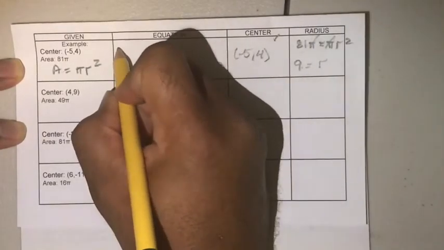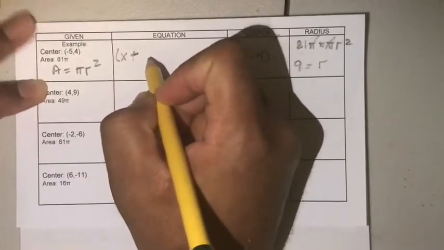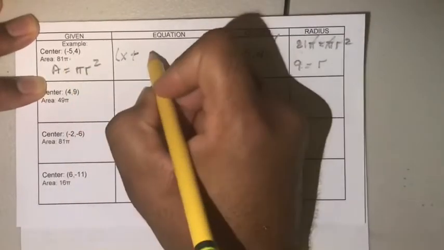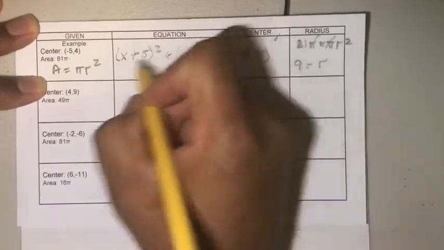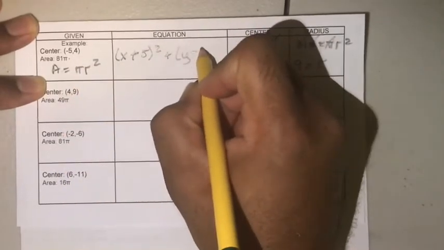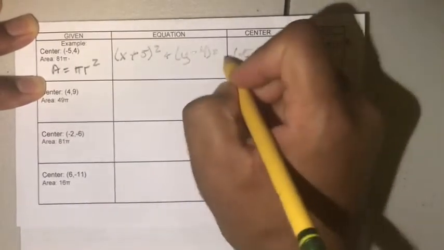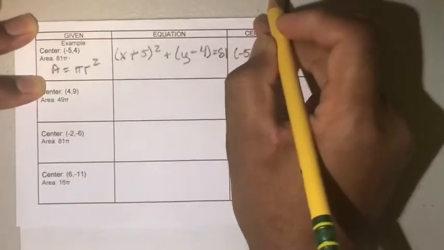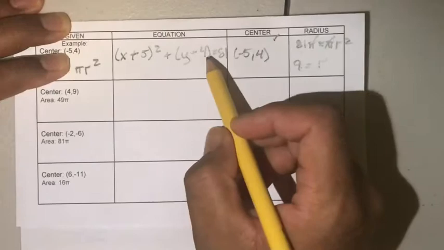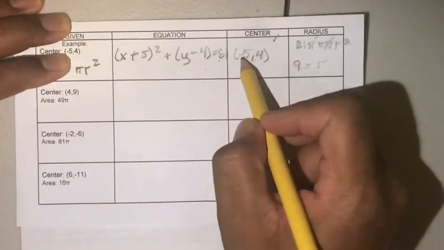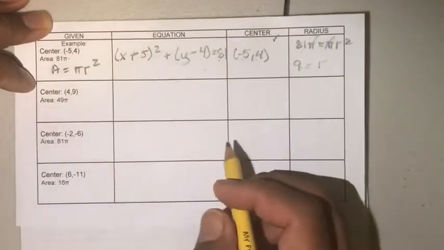So now we have x plus, okay, why is that plus? Because the h is negative. Now here k is positive, so we will maintain that negative sign, equals 9 squared, which is 81. So I have x plus 5 squared plus y minus 4 squared equals 81. The center of -5, 4, we knew that already. And the radius of 9, we actually had to calculate that from the area.